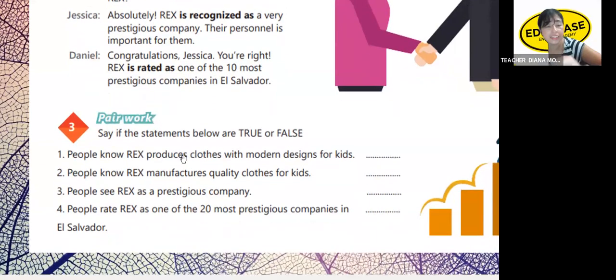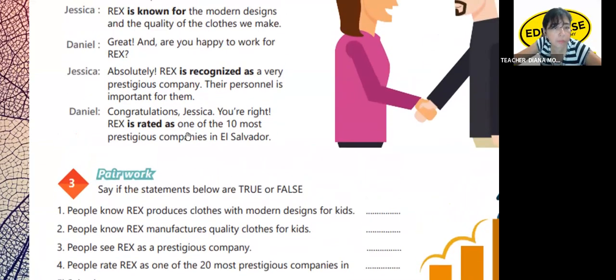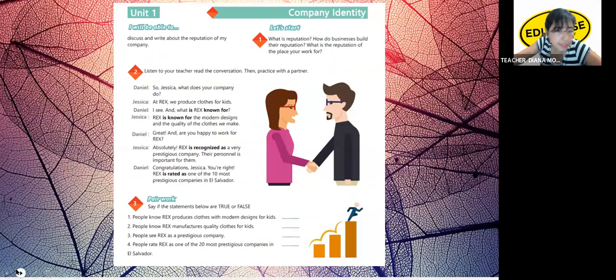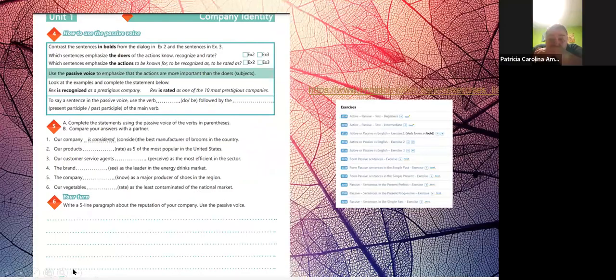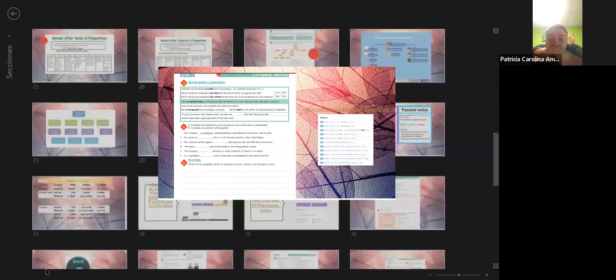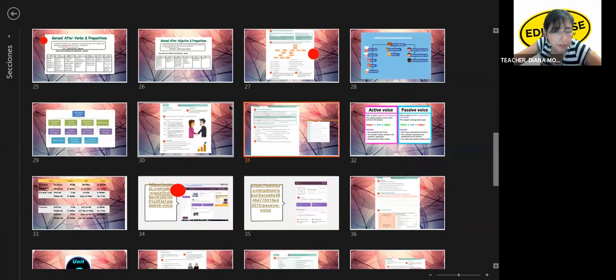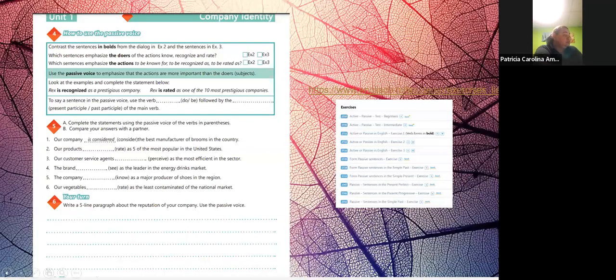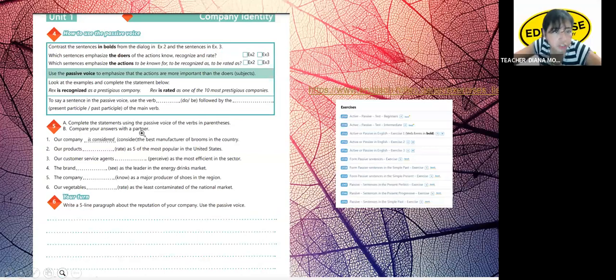Okay, so in this case, we have the next exercise that is to compare. And then we're gonna discover the topic here. Because it says, look, you're gonna compare the structures in the conversation with the structures in the questions.